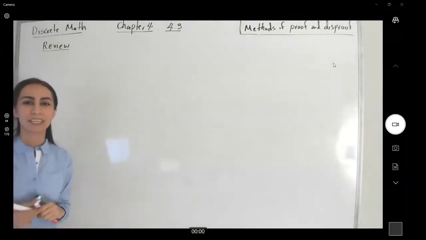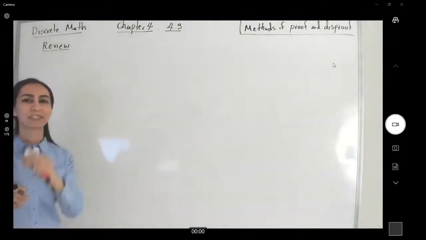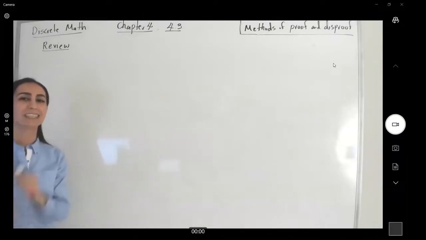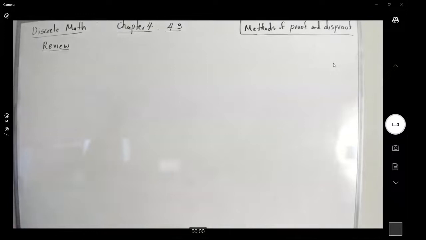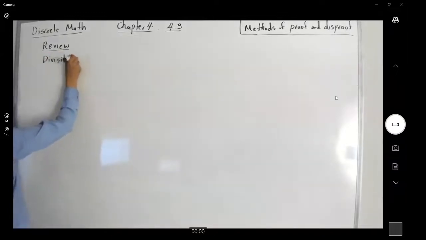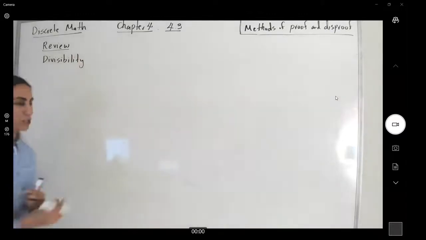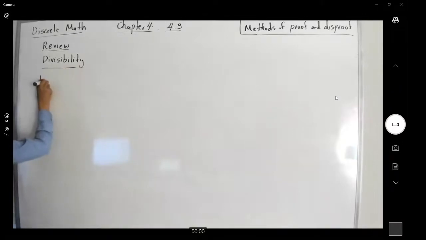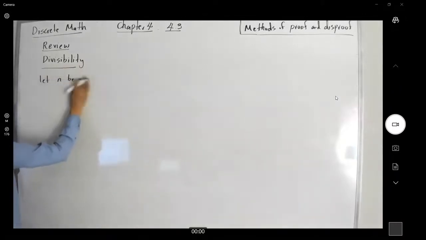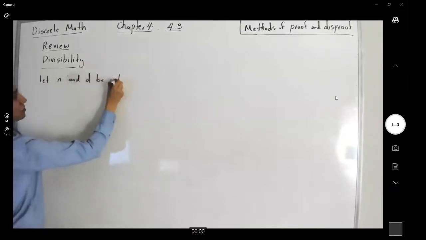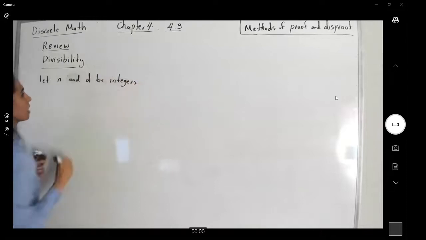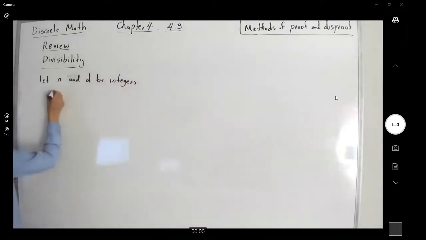Before writing down the example, let us go over one definition that we went over on Monday, divisibility. Well, suppose you have two integers. Let n and d be integers, with the condition that d is non-zero.